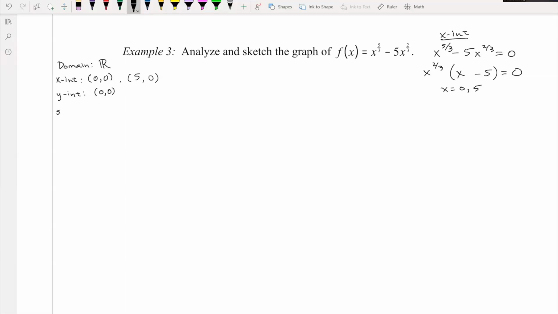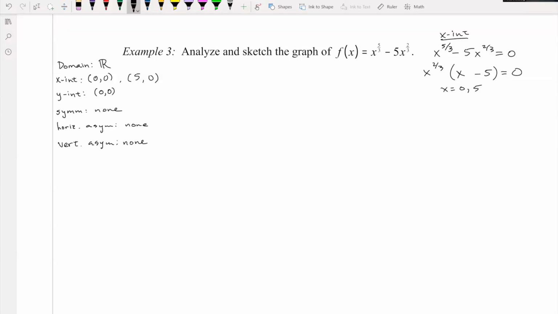Symmetry, this guy has no symmetry whatsoever. You can plug in a negative x. You're not going to find any symmetry there. I'm just going to say none and not spend the time on it right now. If you want me to explain, talk to me during office hours. Same thing with horizontal asymptote and vertical asymptote. These are not rational functions, so we have none in both cases.